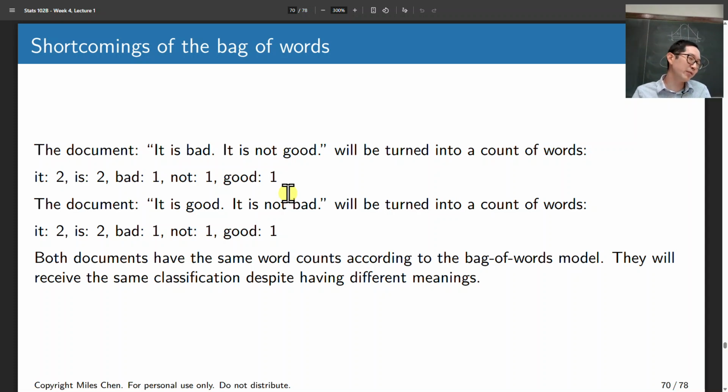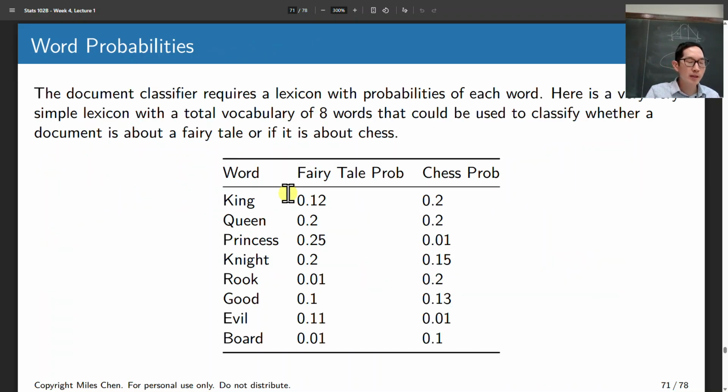However, it's still useful, especially for document classification. You're usually just looking for different keywords and stuff like that, okay? So a successful document classifier will require what we call a lexicon, okay? A word probability lexicon. And you'll need one for every possible class.